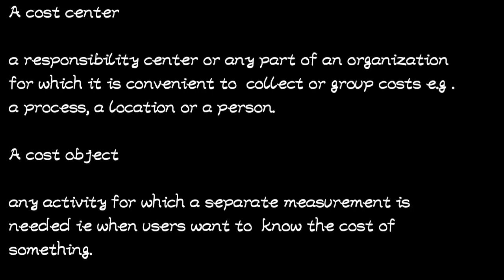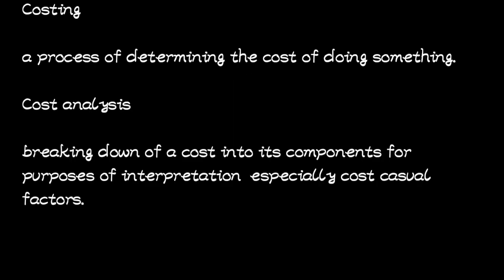Another term is the cost object, and that is the activity that they're spending the money on. That real activity they're spending money on, maybe planting trees, maybe serving brochures. Another term we have is costing, and this is the process of determining the cost or the expense of doing something. Then another one is cost analysis, and this is breaking down of a cost into its components for purposes of interpretation, especially cost causal factors.